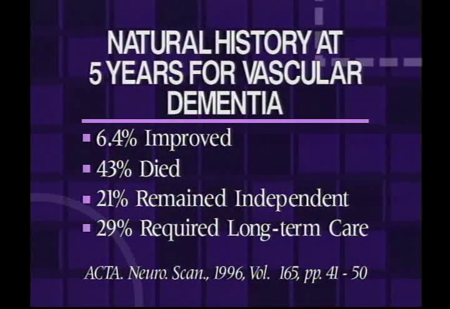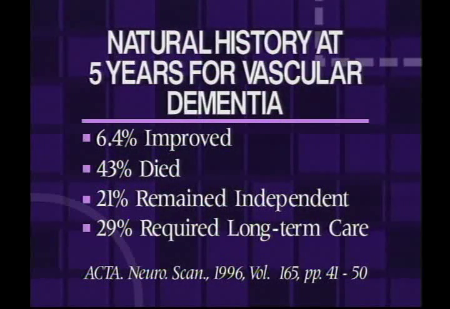Once you've come to the conclusion that a patient has vascular dementia, what do you have to look forward to? What's the 5-year natural history for individuals with this type of disease? Well, it tends to be progressive and relentless, just like you see in Alzheimer's disease. In this one particular study that I cite here on the next graphic, you can see that almost half of folks were dead at 5 years.